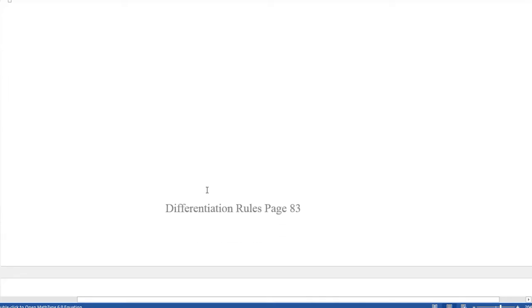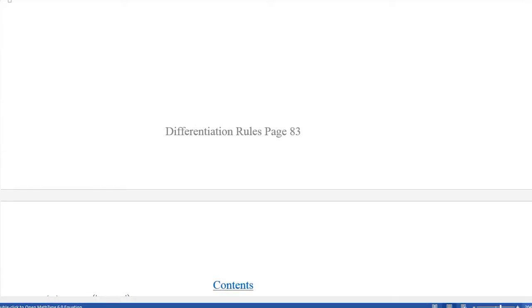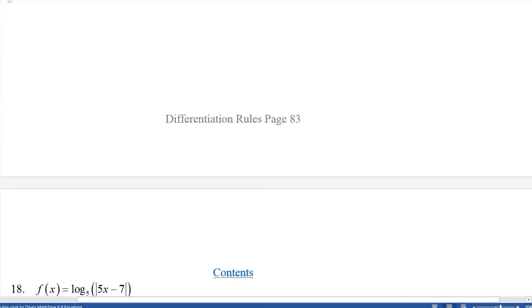Okay, got a couple more of these for you to try. A couple more examples. Some of these are challenging. Okay, see if you can work out this one. Whoops, I don't want to give away the answer here. Okay, so f of x is the logarithm base 5 of the absolute value of 5x minus 7. See if you can figure out how to work that problem. Find a derivative, first derivative, second derivative, and the tangent line when x equals 1. And see if you can work that out before you watch the next video.